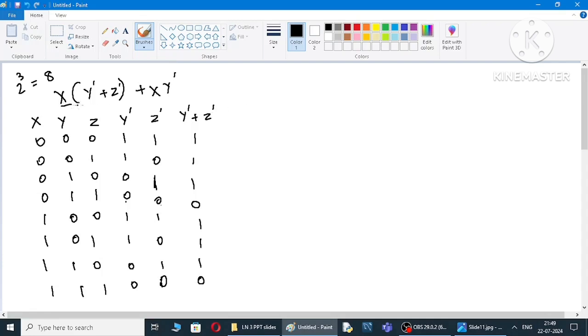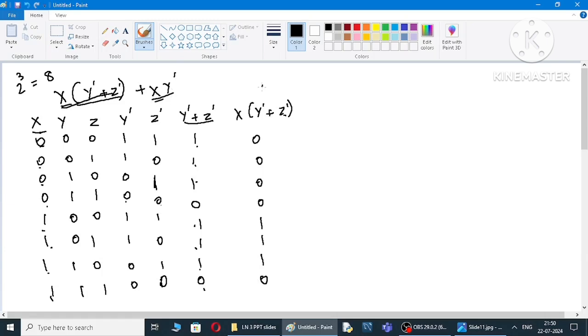Now you have to find x into y bar plus z bar. So y bar plus z bar is here, x is here. You have to multiply these two and put it here. So check this. 0 into 1, 0 into 1, 0 into 1, 0 into 0. All 4 are zeros because any 0 will give us 0. Right? Now here 1 into 1, 1 into 1, so both are 1s. So you will get the output as 1. But here 1 into 0, so output is 0. So first part is over.